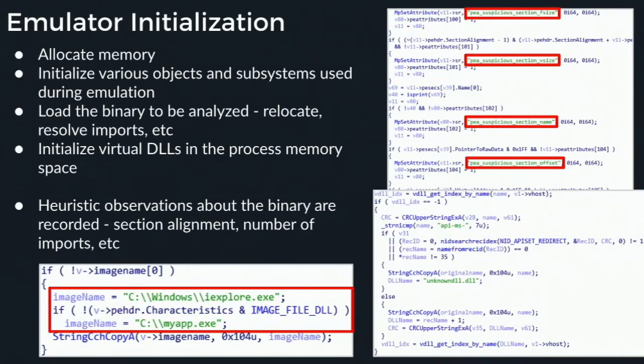And you'll also see things like they need to set up an image name. So for example, if you are an executable PE binary, your name is myapp.exe. This is obviously something that you could use to write evasive malware that would look for, is my name myapp? And if it is, it would choose not to run. And you can actually see that reflected here in the loading process itself as they're setting up that particular trait of the emulator.